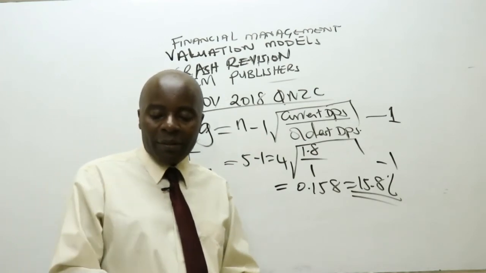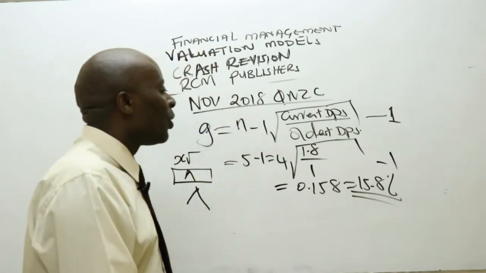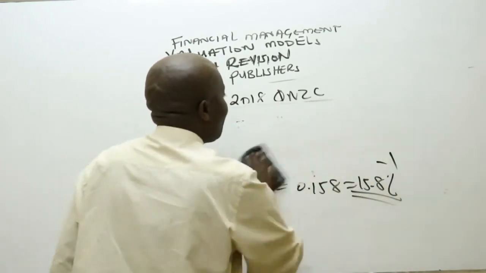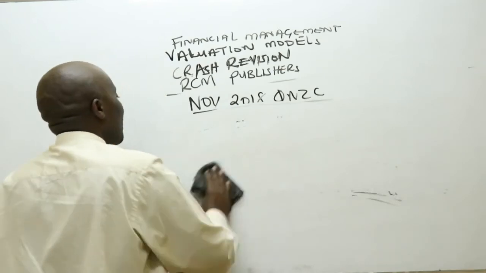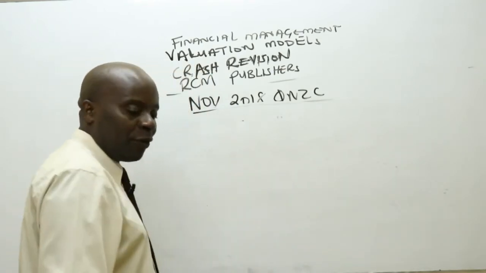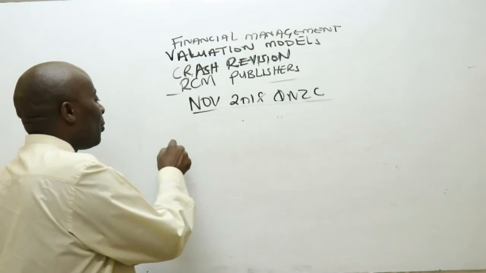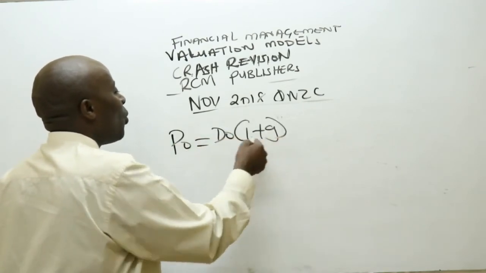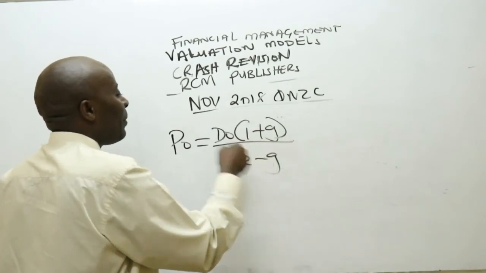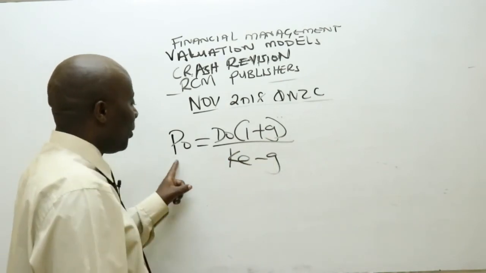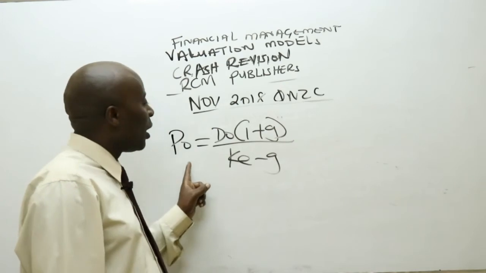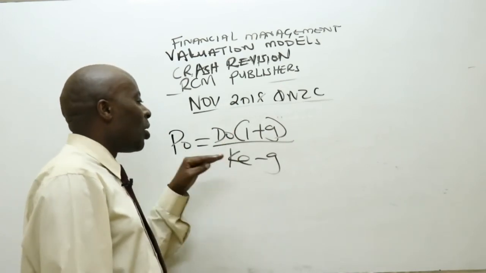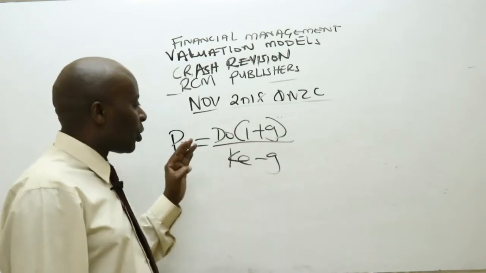After that, remember Gordon's formula. Gordon's formula, ladies and gentlemen, is which formula? Gordon's formula of valuing shares is the formula of P0. You're supposed to remember that P0 equals D0 into 1 plus g all over Ke minus g. So we have here P0 is the current market price per share. D0 is the current dividend. We have 1 plus growth rate all over cost of equity minus growth rate again.